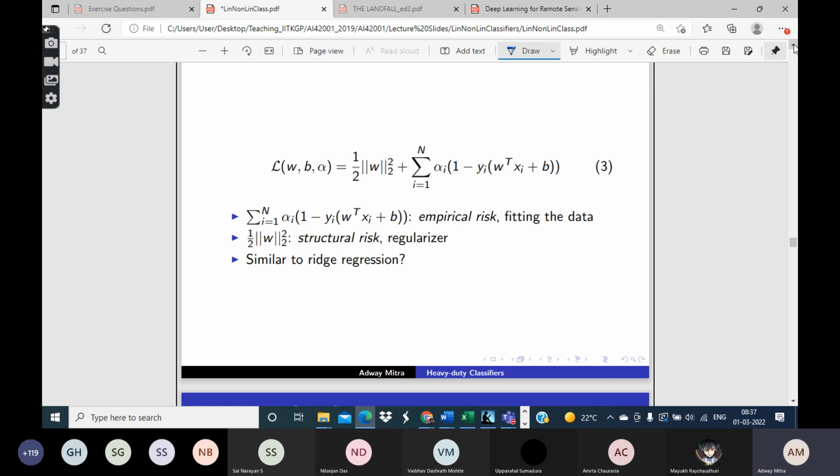Before going into that, let us also note one thing. This part is basically ensuring correct classification, and this is basically... you can see the similarities between this and what we did in ridge regression.